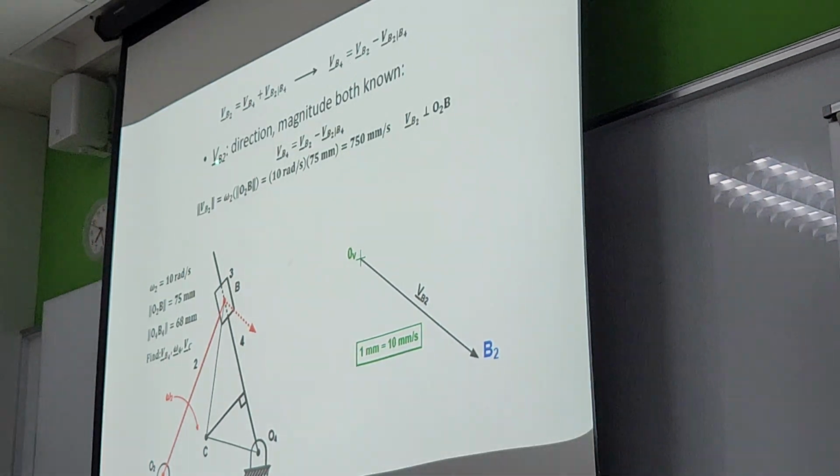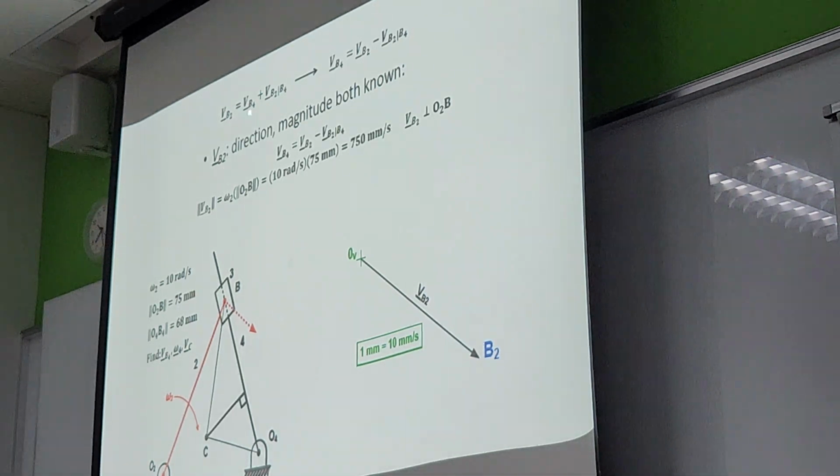So now we know the velocity B2, both magnitude and direction, so you can plot this. That is 750 mm per second. So multiply the angular velocity given by the length of link 2 given. The direction will be perpendicular to the link O2B. So it is plotted. We have plotted the velocity of point B on link 2.